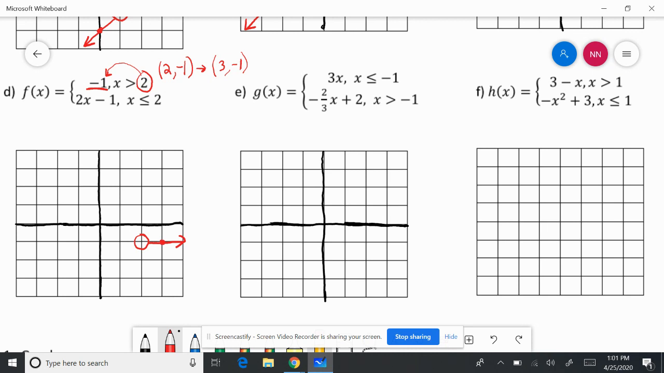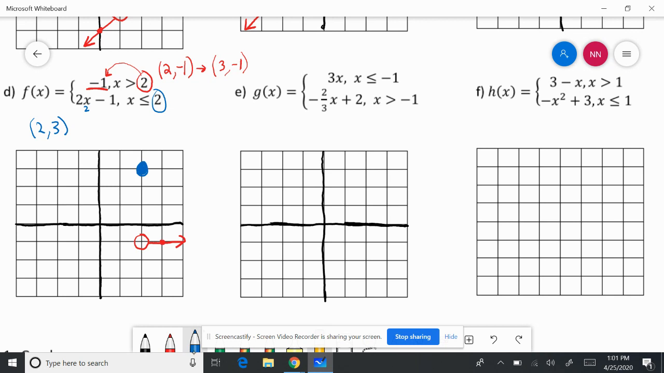Now, looking at the second part of our piecewise function. Once again, we're starting at 2. We're going to take the 2 and plug it in. 2 times 2 is 4, minus 1 is 3. So we have 2, 3. This time it's a closed circle.